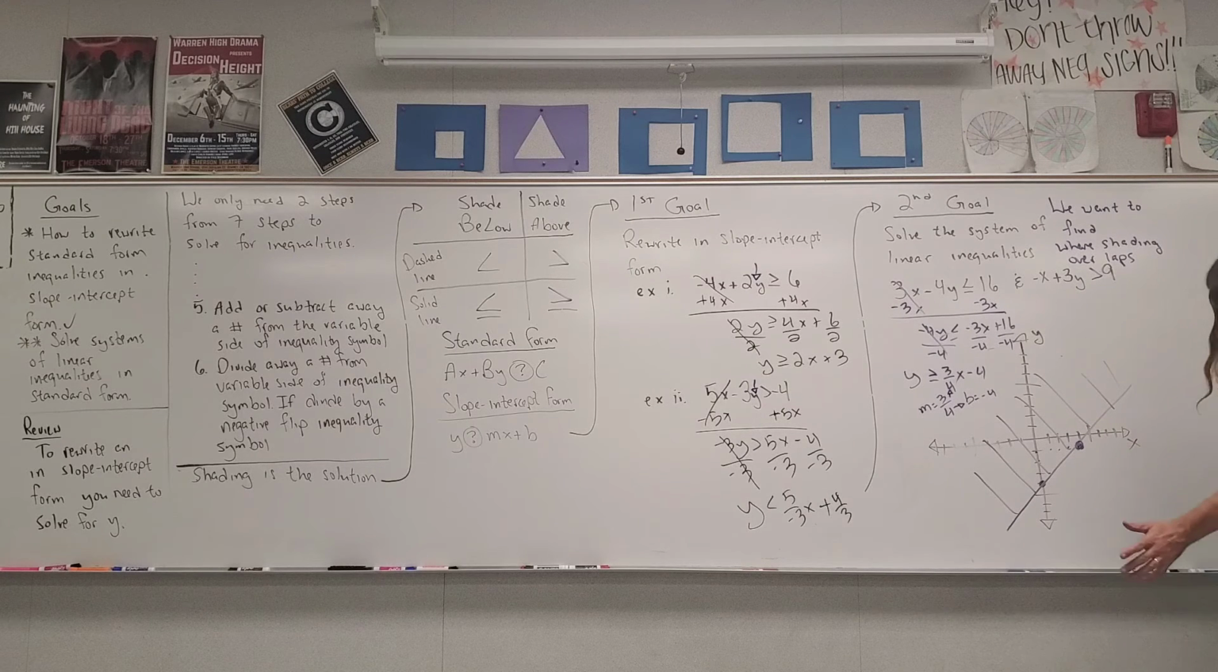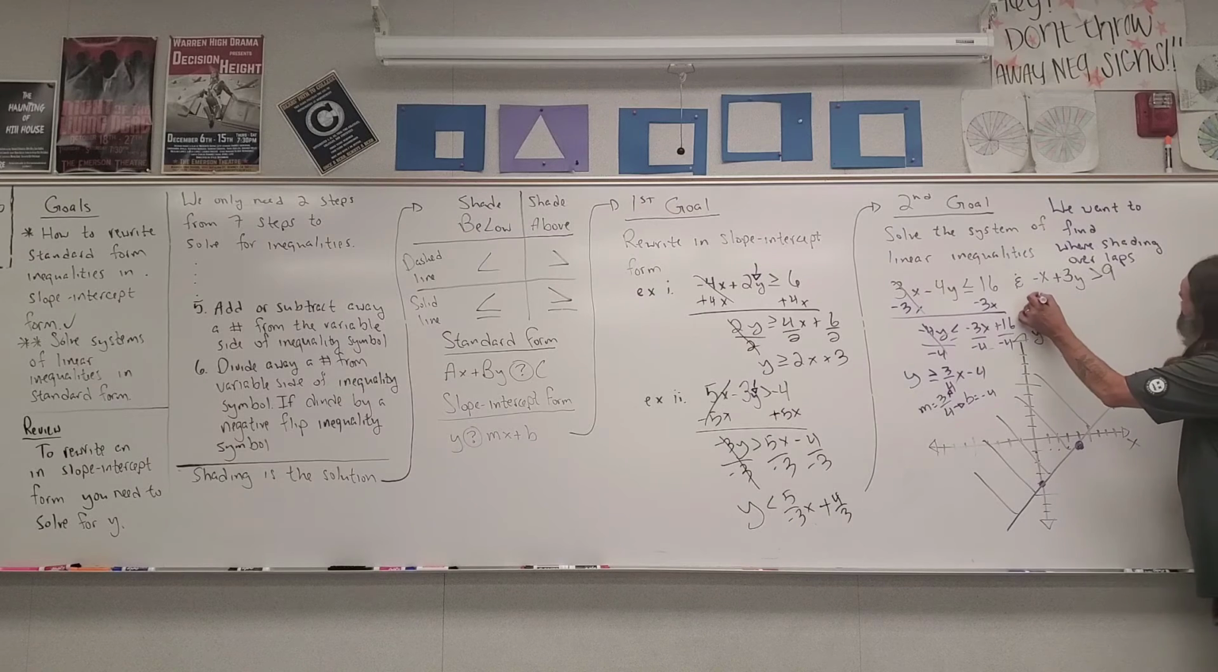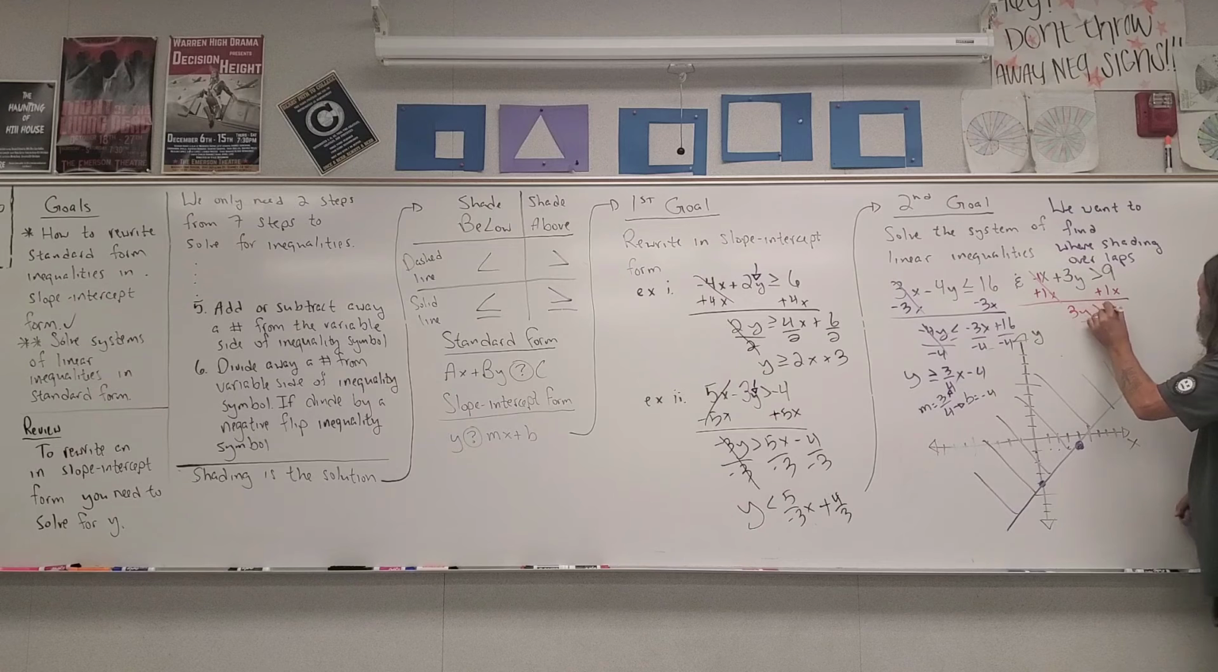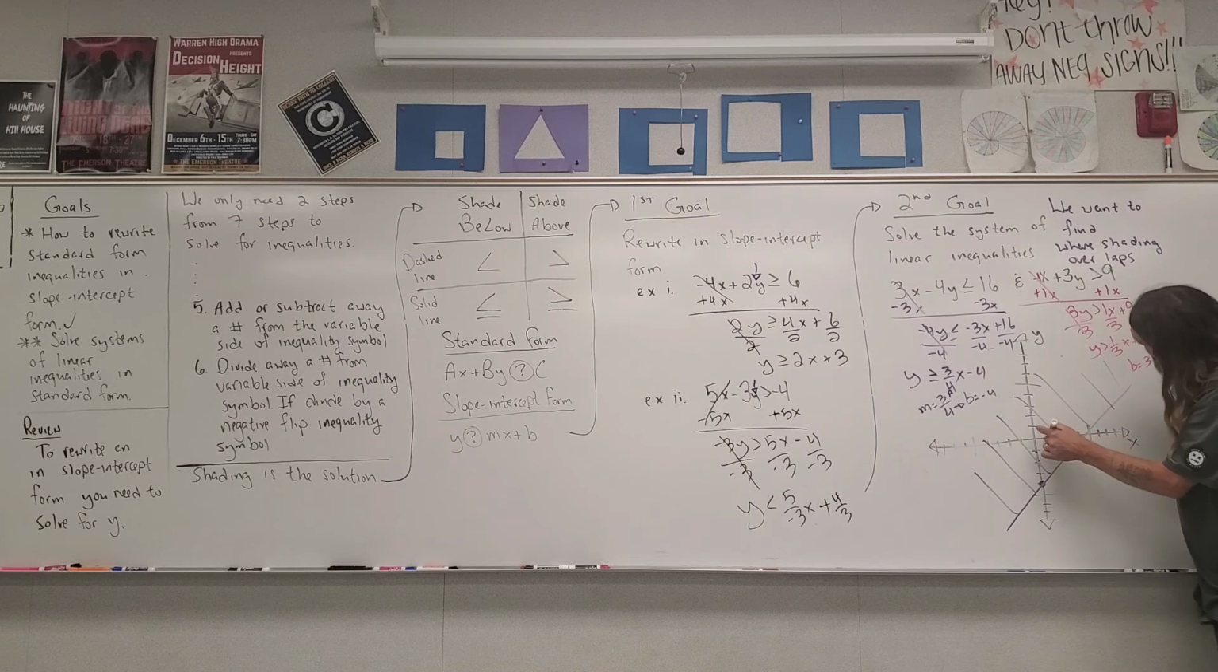We'll do the other one in red. So let's add the x to both sides. We'll make that a 1x, so we'll add 1x to both sides. That cancels out. I get 3y is greater than 1x plus 9. Let's divide away the 3. And we get the shading is above 1 over 3x plus 3. 3 goes into 9 3 times. My b equals 3. 1, 2, 3.